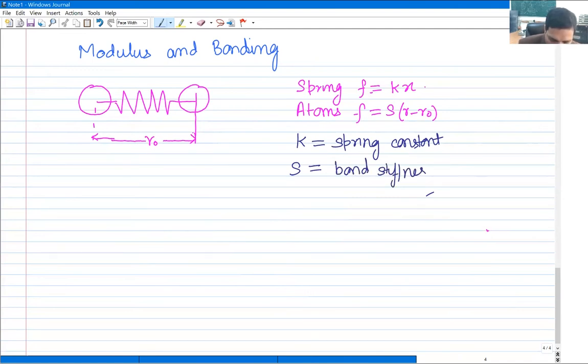If we were to write it in differential form, then bond stiffness would be written as dF by dr at R equal to R0, or R tending to R0. Now we have another relation that we know, which represents dynamics between the atoms. It is given by interatomic potential.